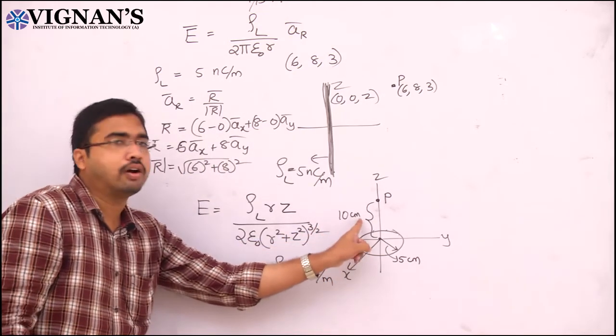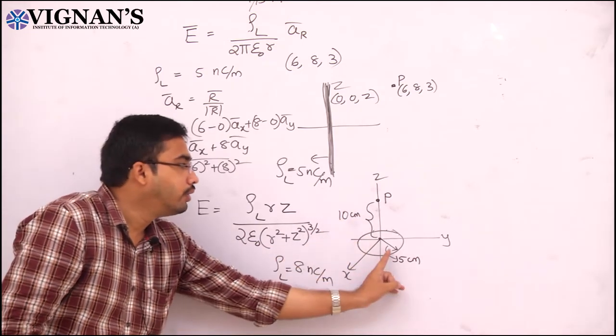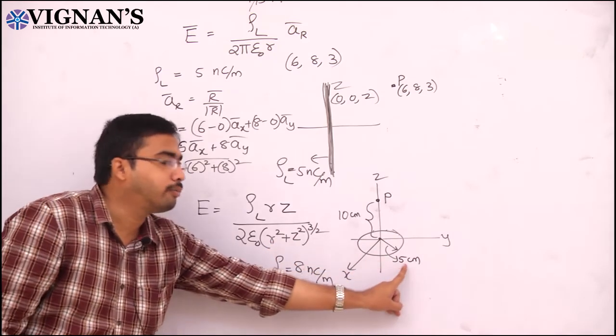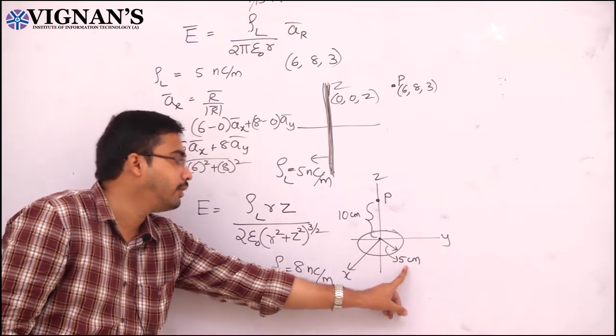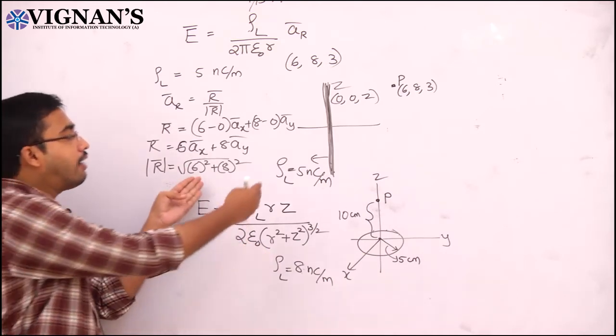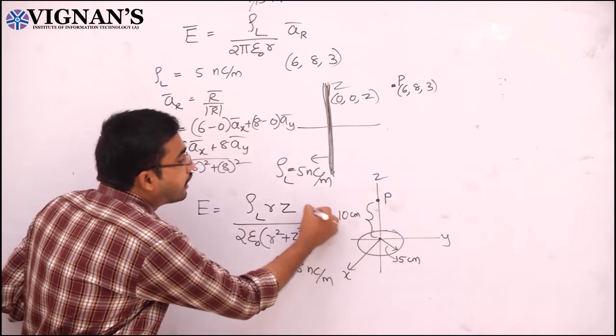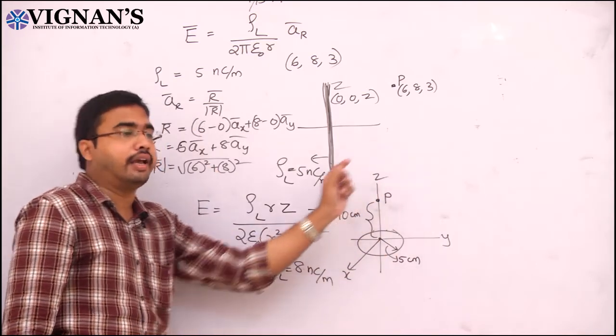Now you know the value of Z, that is 10 centimeters, 0.1 meters. You know the value of R, that is 0.05 meters or 5 centimeters. Substitute them here. You know the epsilon naught value. After substituting, you can find the electric field intensity in vector form, which is acting in the Z direction.